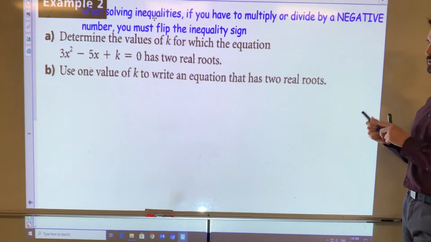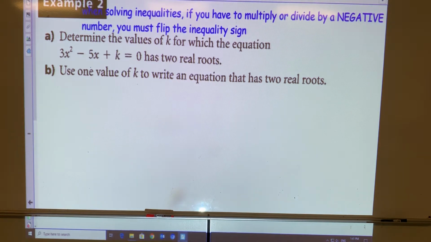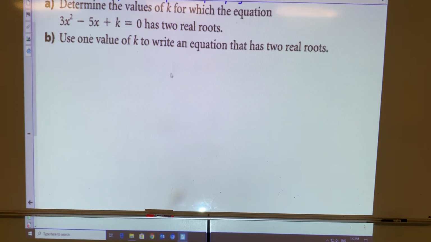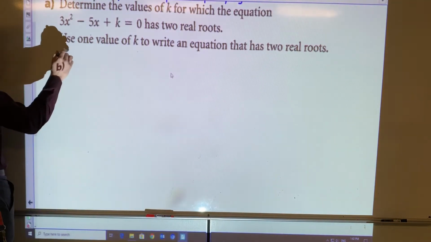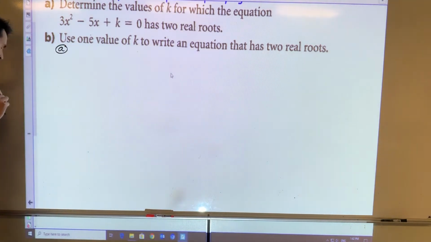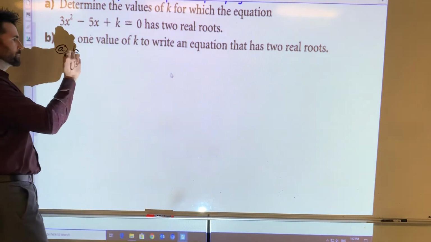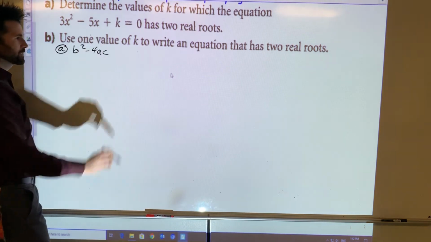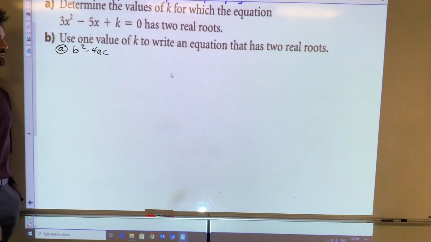Okay, so the discriminant is what tells us how many roots to expect. And in part B, they're just asking, can you actually tell me a value of k? But for part A, you need to figure out the equation. So let's take a look. What's their formula for the discriminant? You guys have it in your notes. What's the formula for the discriminant? Excellent, okay. And then if it has two real roots, well, what is it? Greater than 0, equal to 0, less than 0? Greater than 0.